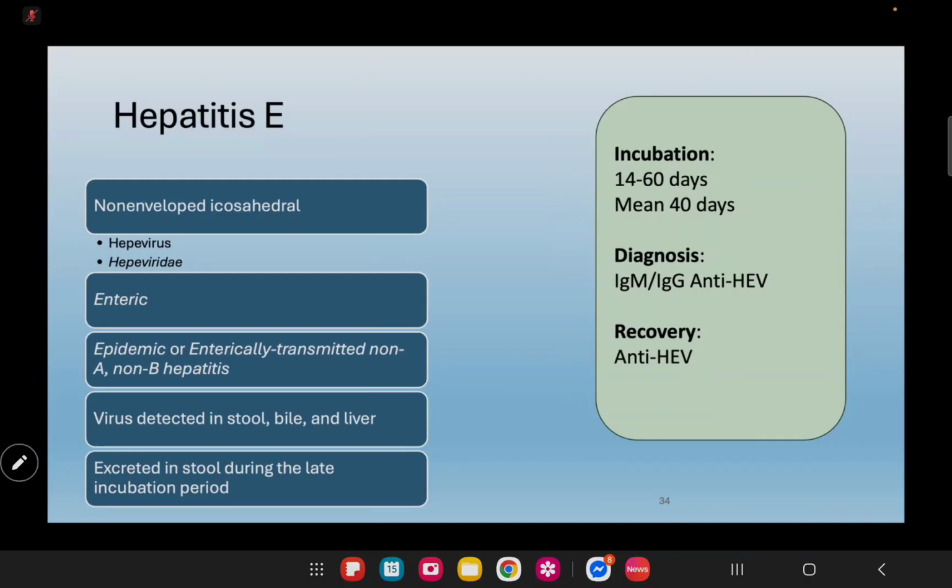cases in endemic areas. So if you're asked in the exam, which two hepatitis viruses are transmitted enterically? Enteric transmission is hepatitis A and E, while percutaneous is B, C, and D. I hope that's clear.